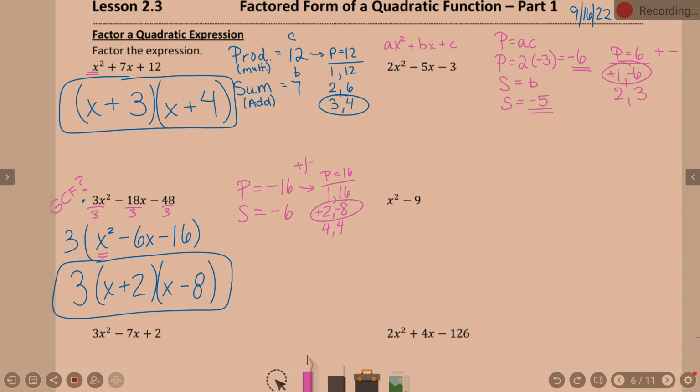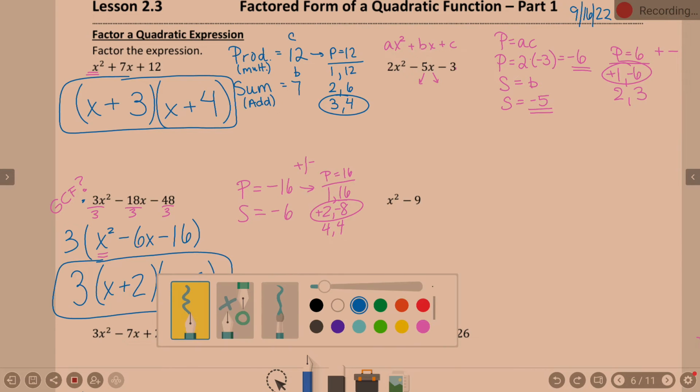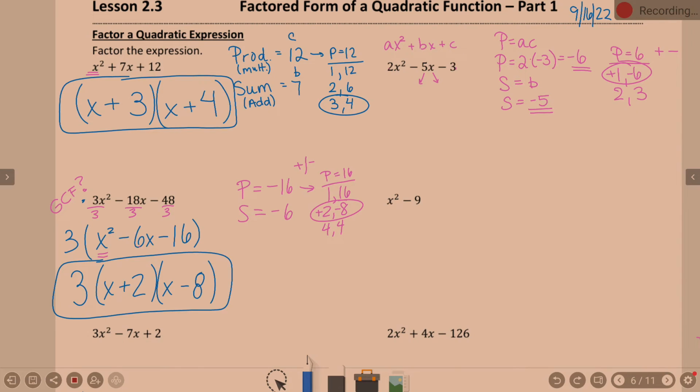Now, here's the other thing. We can't just put this straight into parentheses and be done at this point. Okay? There's a little more to it. And so, I'm running out of room here. What we're going to do with this 1 and negative 6 is use it to split our middle term. I feel like I didn't leave myself enough room. So, the first term of 2x squared is just going to carry down.